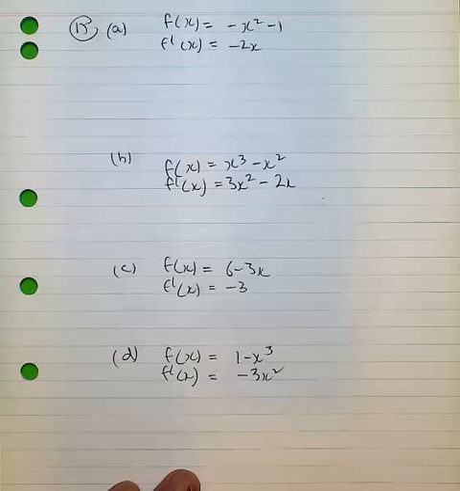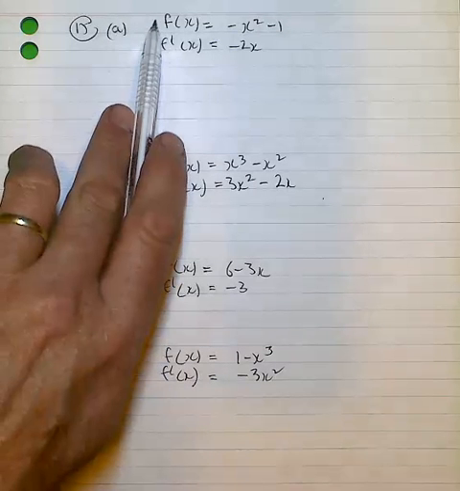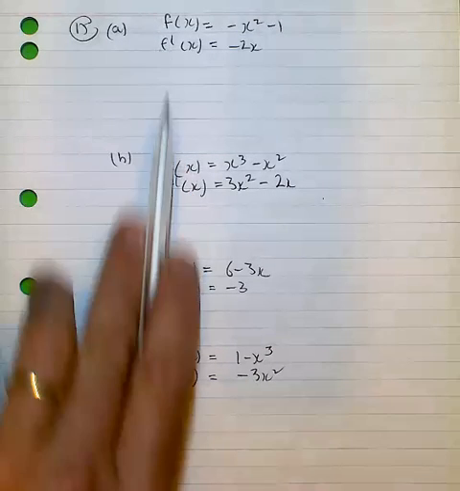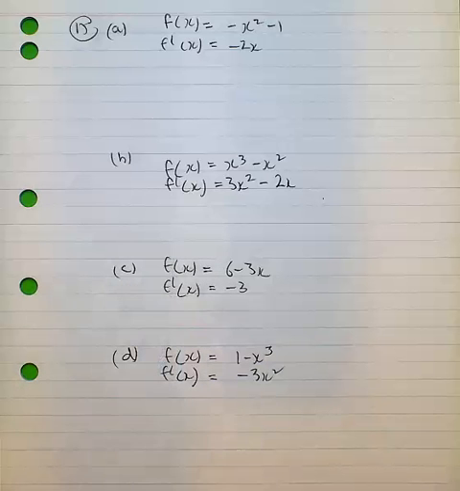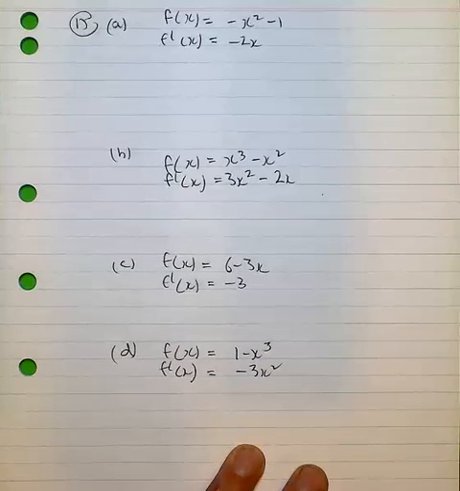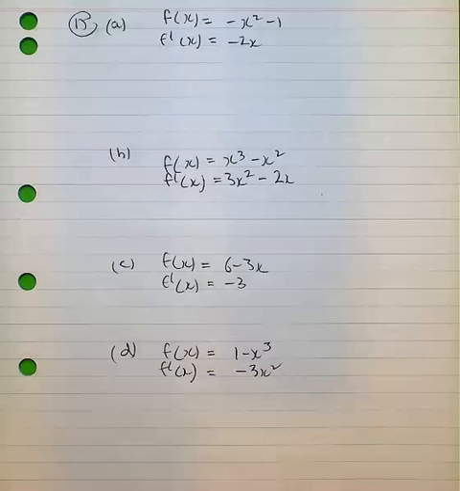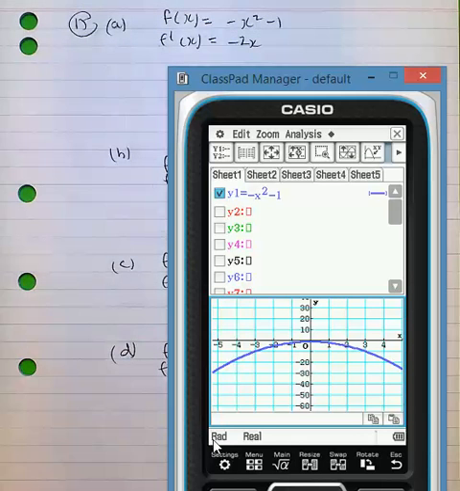In question 15, it really pays to write out the derivative function in each case before you tackle the questions. Now, I really believe that it's best to start these off, or look at these more broadly, using the graphics calculator. So in the case of 15a, the classic negative x squared minus 1, the turning point will be at 0, negative 1. You can see the classic formation there.